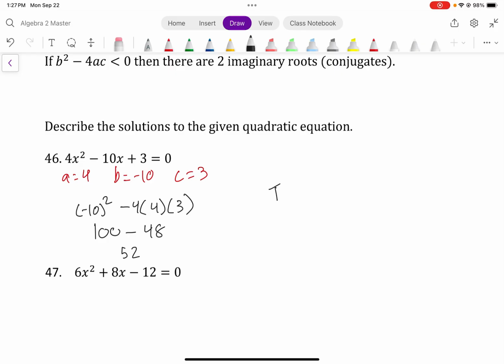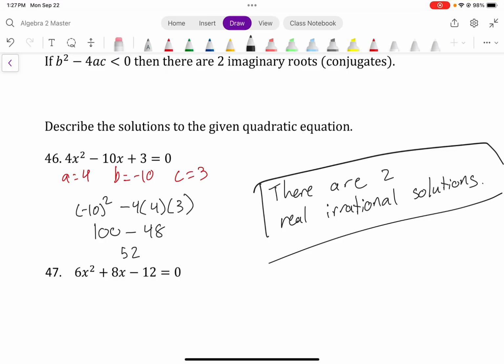So there are going to be 2 real irrational numbers, irrational solutions, roots. Okay, I said solutions, roots, same thing. I didn't have to go through the whole process of finding them. I just know that they exist and that they are real irrational solutions.